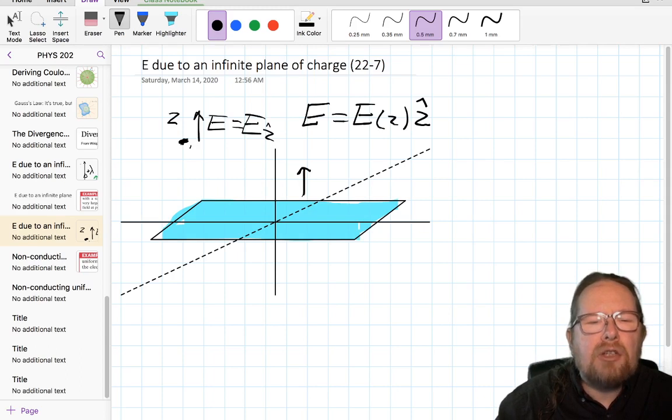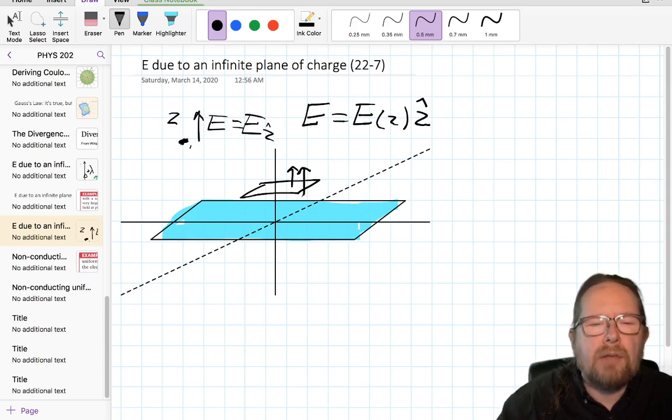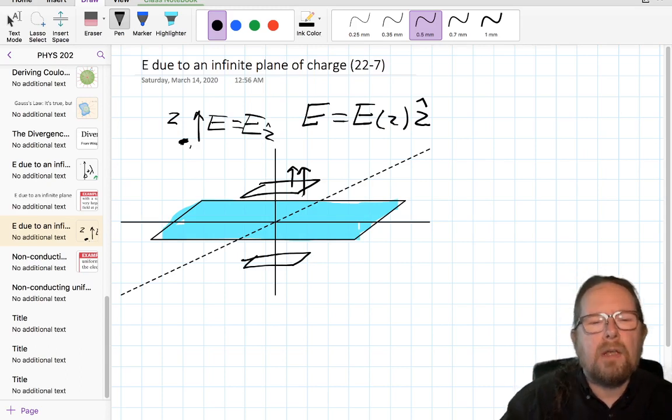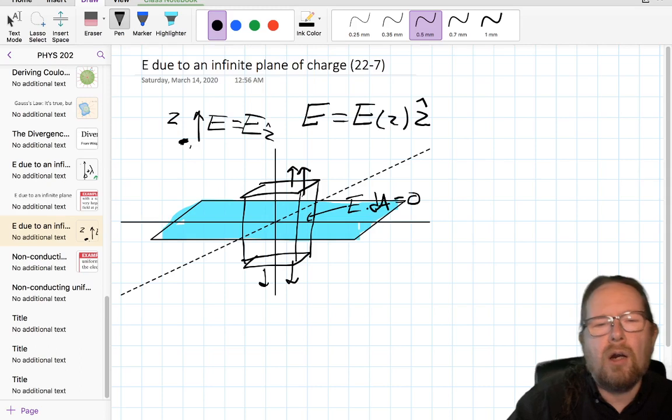If you think about it, any shape we choose, as long as it has a face that is perpendicular to the electric field, will be easy to calculate over that face. And if we put the same face down here, then the electric field will be perpendicular to that face. And then along the faces that connect those together, E dot dA is going to be 0, because the electric field is only in the z direction and the surface normals to these side surfaces are in the x and y direction.